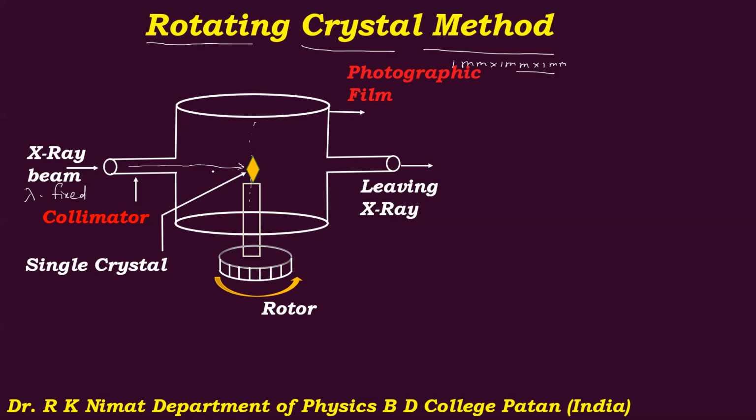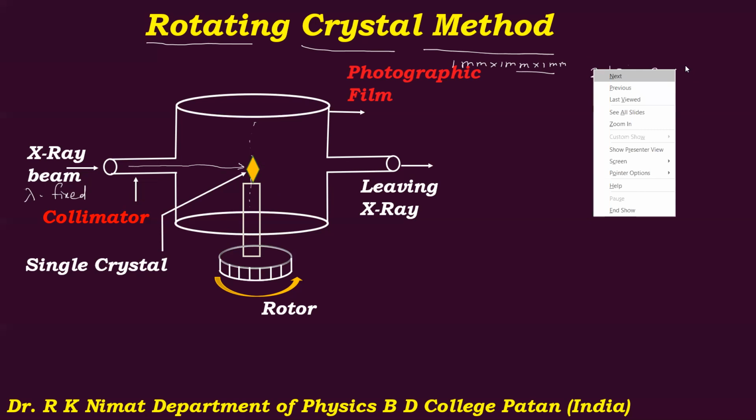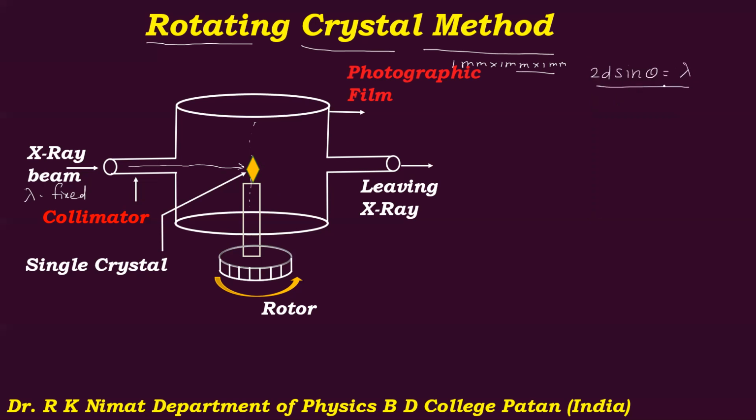Now the diffraction of X-rays will take place from the planes, and we know the Bragg's condition: for first order, 2d sine theta is equal to lambda will be satisfied, which means the values of d, theta, and lambda will match and satisfy the Bragg's condition for a particular angle of orientation. The crystal planes which are parallel to the axis of rotation diffract the incident rays in the horizontal plane.